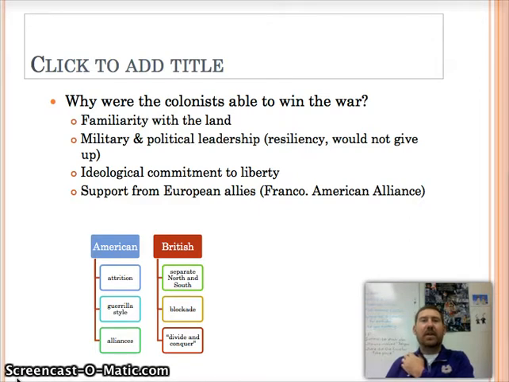Also, military and political leadership. We did have pretty good leadership during this war, or phenomenal leadership during this war. Along with that, a resiliency and the fact that we were fighting for a cause and would not give up. Also, the ideological commitment to liberty, and the fact that, once again, we wouldn't give up because we were fighting for a cause, and support from European allies in the form of the Franco-American alliance.